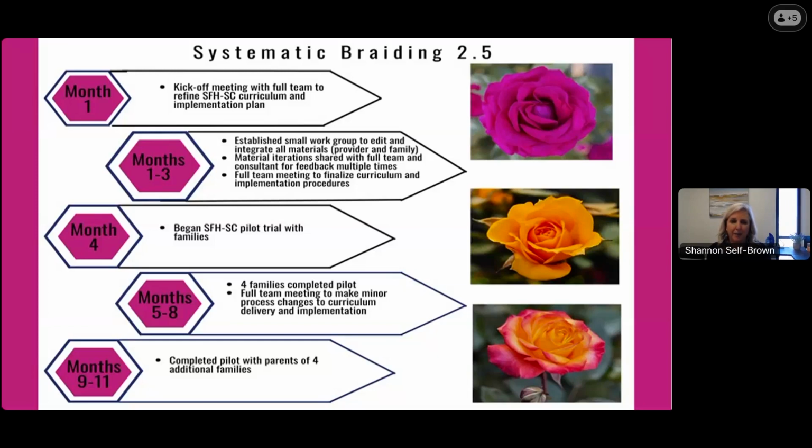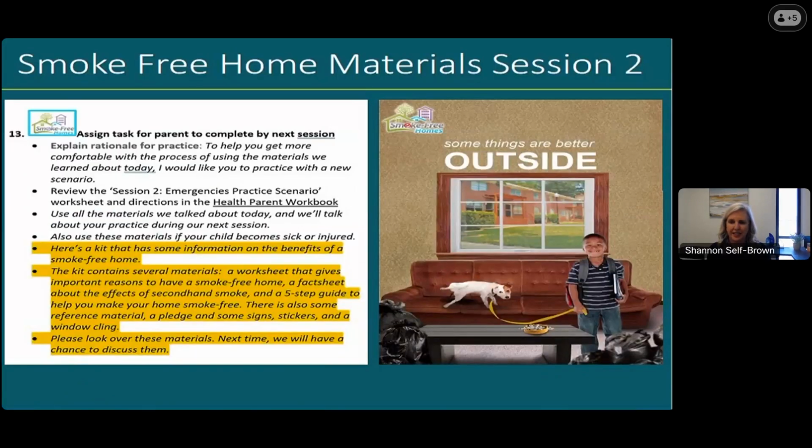And then we began the pilot process with families that were recruited who had a smoker living in the home. We had 2 providers trained. They delivered the integrated intervention to 4 families. It had gone well, but they noticed that a few more tweaks needed to happen to ease the delivery. And so we made a few additional changes to the curriculum and then completed the pilot with the parents from there. Next slide. So this is just an example of how the integrated intervention looked.